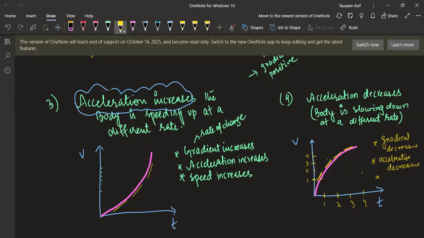Now it could have near to 5, but the change is decreasing, right? At every point, the body is changing its speed, but the difference between the previous and the next is going to be smaller and smaller and smaller. Therefore, what we can say, the rate of change is decreasing, but the magnitude of the speed increases.